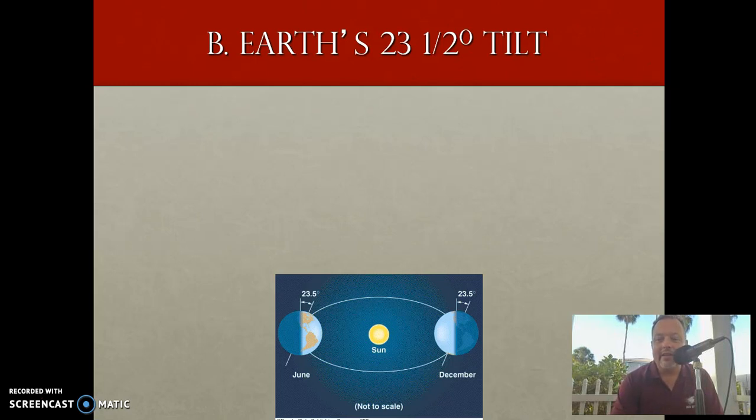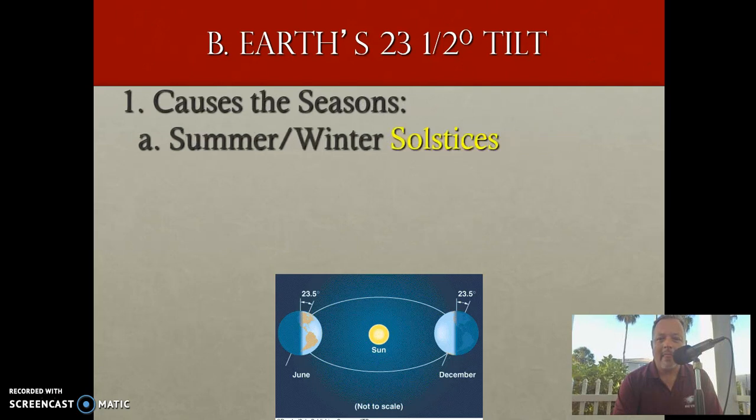All right, what are some other things affected by our tilt? Obviously, the seasons. We already talked about that. When the Sun, let's say here in the north, reaches its highest point on the globe, around June 21st or so, that's our summer solstice. And of course, when it reaches the southernmost point on the globe, for us, that's winter. So that would be our winter solstice around December 21st or so.